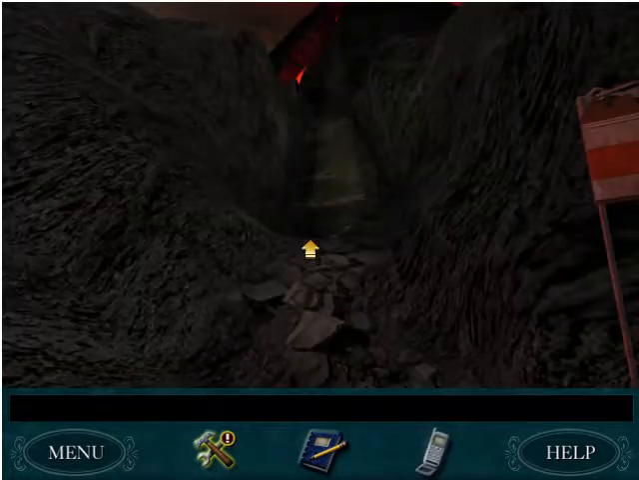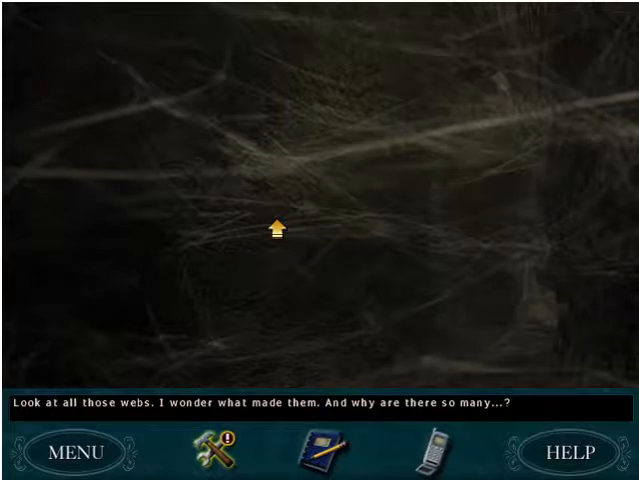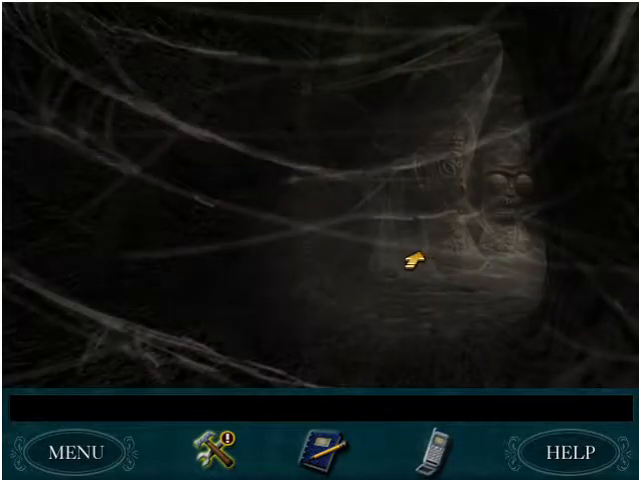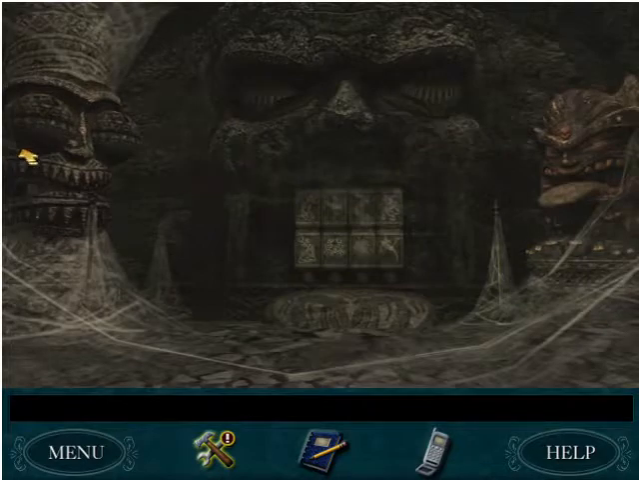We might as well explore Kapu Cave a little bit while we're here. What on earth? Look at all those webs. I wonder what made them, and why are there so many? It better not be spiders. Spiders are the worst. Weird.